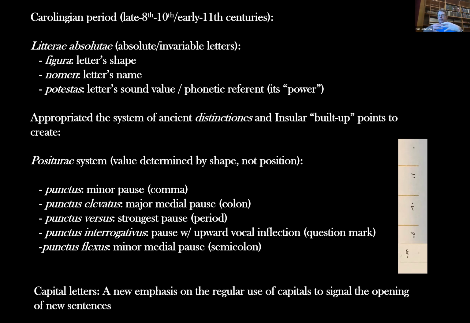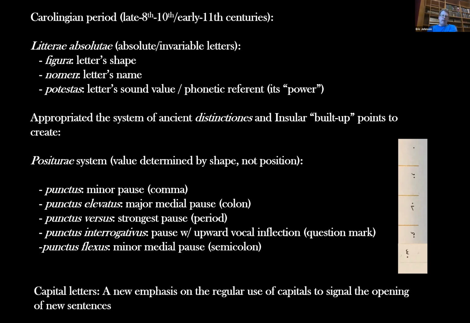In order to help define this and put this idea into practice, the Carolingians appropriated the system of the ancient distinctiones and insular built-up distinctiones and created a new system of punctuation where the value was not determined by position or number of points, but was actually determined by the shape. So now we're starting to get into the idea of modern punctuation, where we have different shaped marks rendering different types of meaning. So there were four major types of positurae marks, and then a fifth that came in a little bit later in the period, but was really not used all that often.